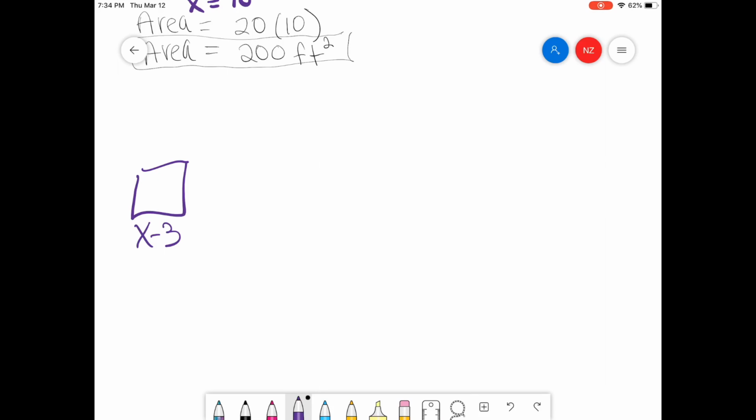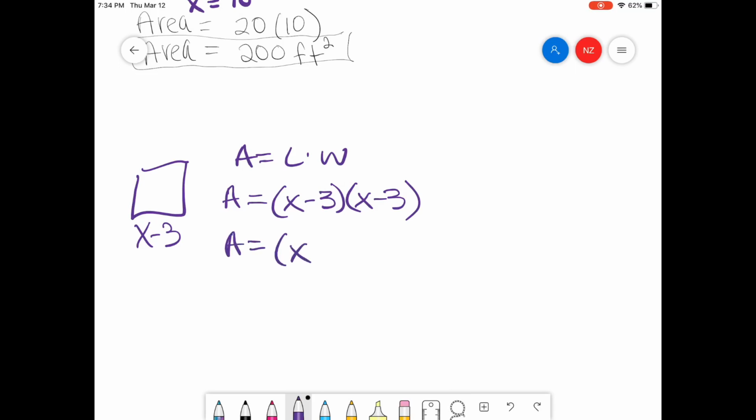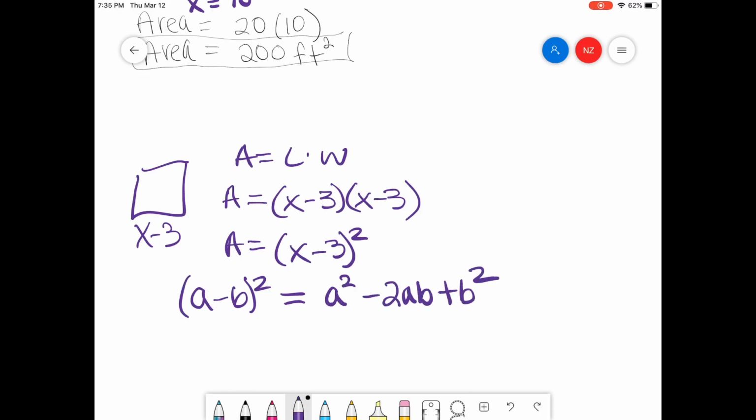If I go back to my rule, area is length times width. I know my length is x minus 3, so my width is also going to be x minus 3. I can FOIL that out or use my special perfect square trinomial rule. I know my area will be x minus 3 squared. So I know that if I have an a minus b squared, I'm going to get something that is a squared minus 2ab plus b squared. You don't have to write this rule every time. It's just helpful to see it. Then you can start to realize what the pattern is.